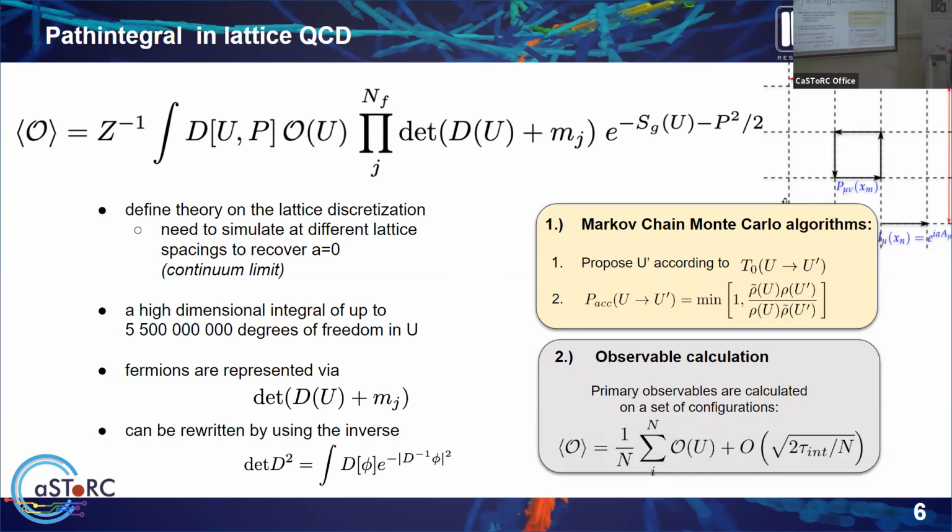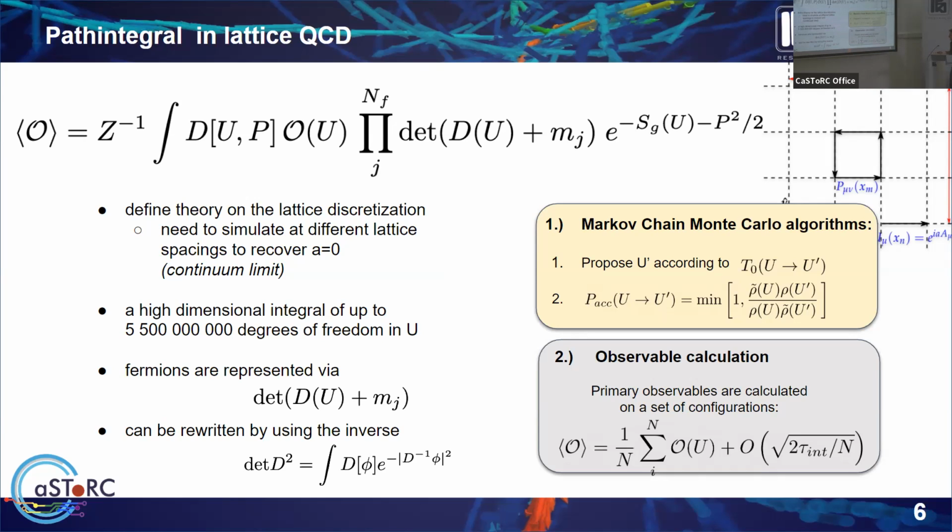The basic idea is to do a Markov chain Monte Carlo simulation using the Boltzmann weight, which is given here. So one samples field configurations with this weight. In two steps, one proposes a new gauge configuration based on the old one, and then has an accept-reject step. Then one samples these important gauge field configurations, calculates the observables on them, gets an error, and can compare this to the experiment.